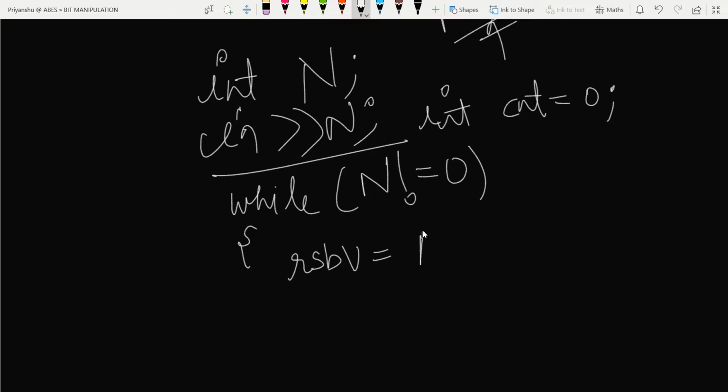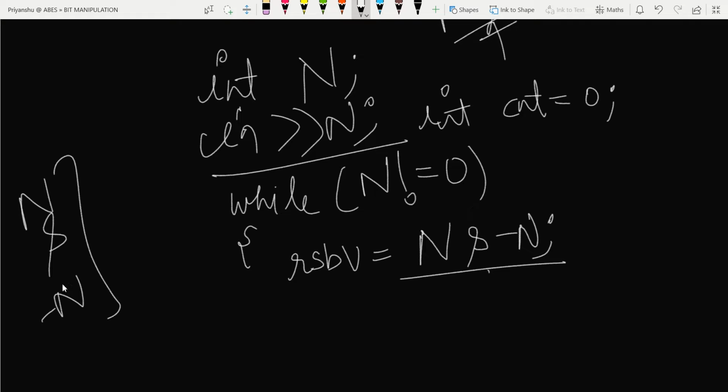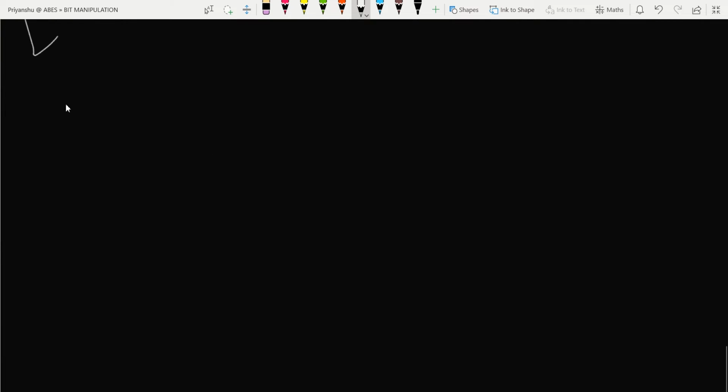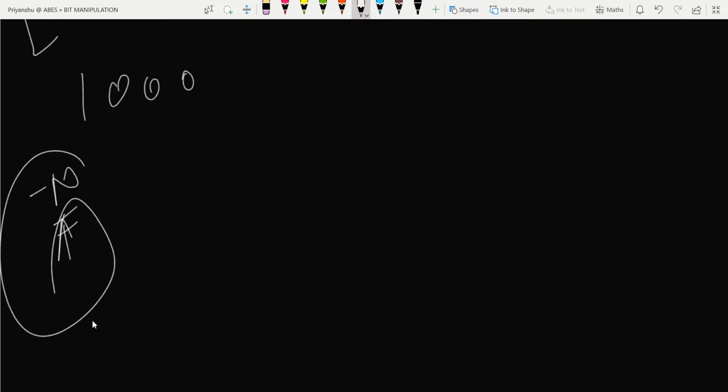How can it be calculated? We do n and minus n. So we perform n and minus n, and it would give us the rightmost set bit value. How would it give us the rightmost set bit value? Let's suppose the given value is this one. So for minus n, how can we calculate the bit value? We take the 2's complement method. Okay, 2's complement method.